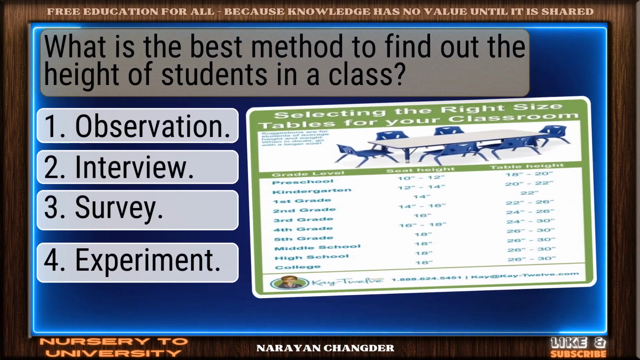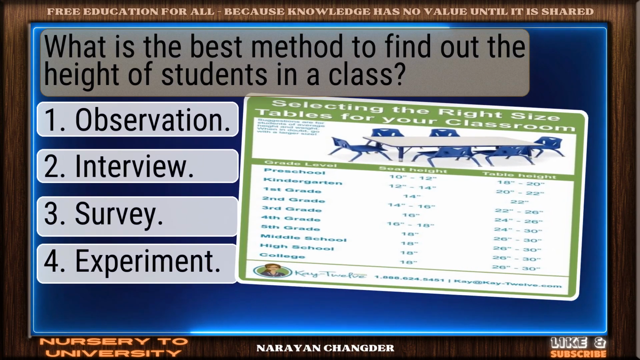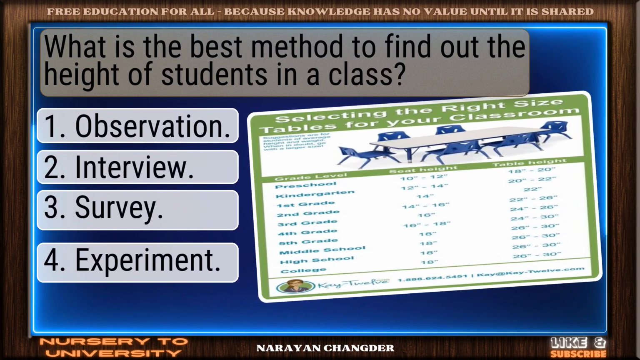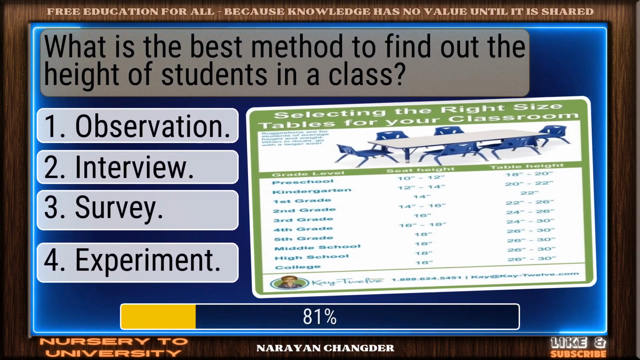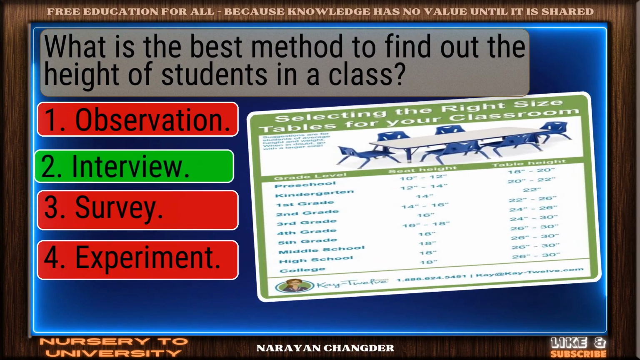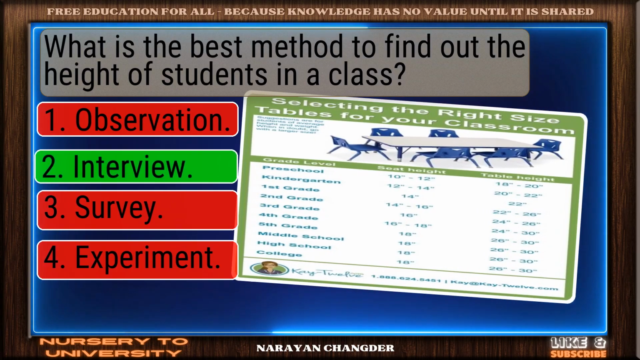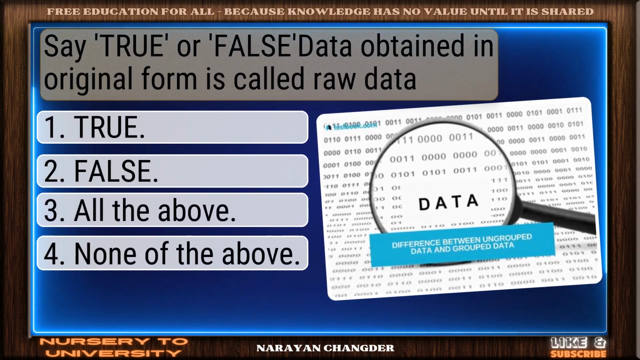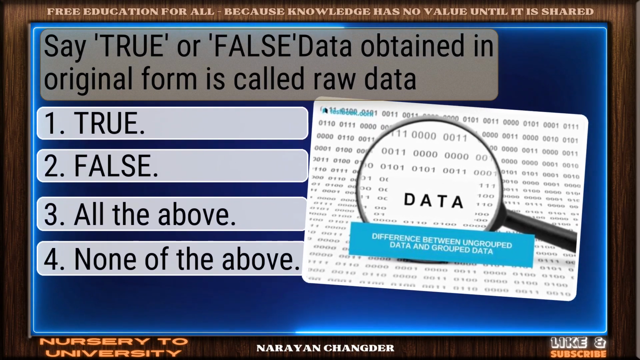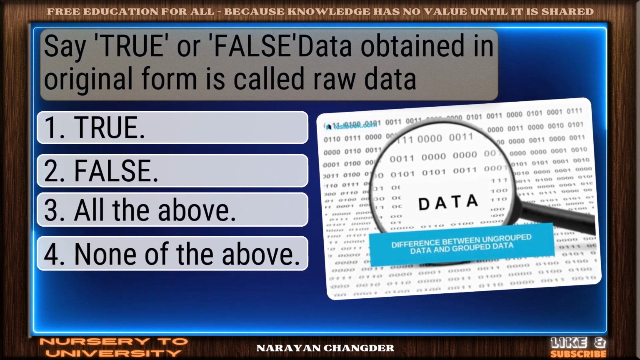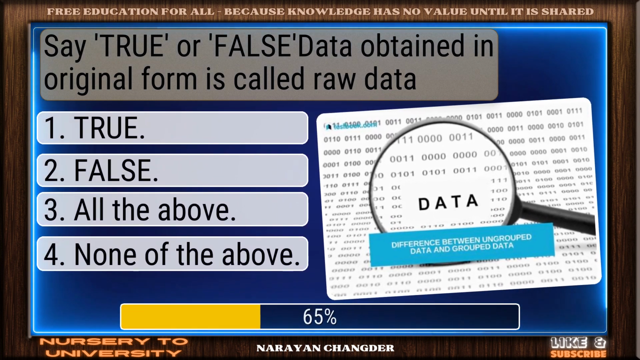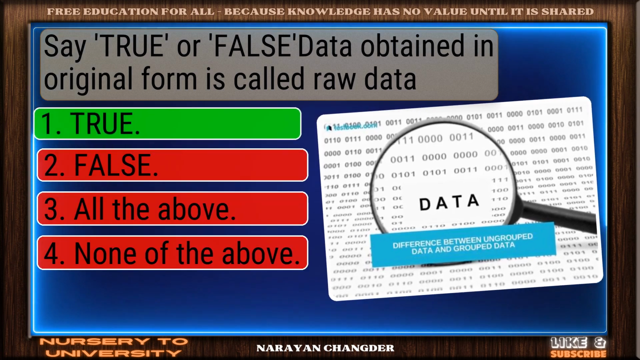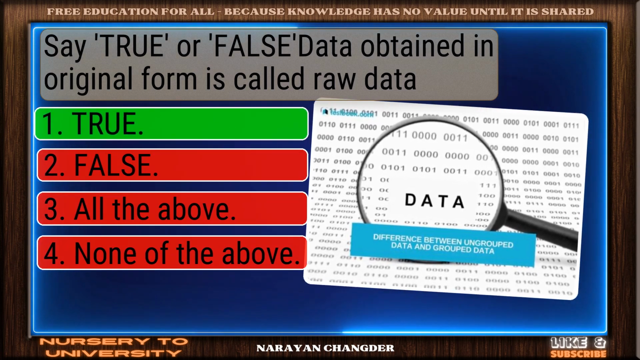Question number 76. What is the best method to find out the height of students in a class? Good job. Your answer interview works well here. Question number 77. Say true or false: data obtained in original form is called raw data. You're right. True is the correct answer.